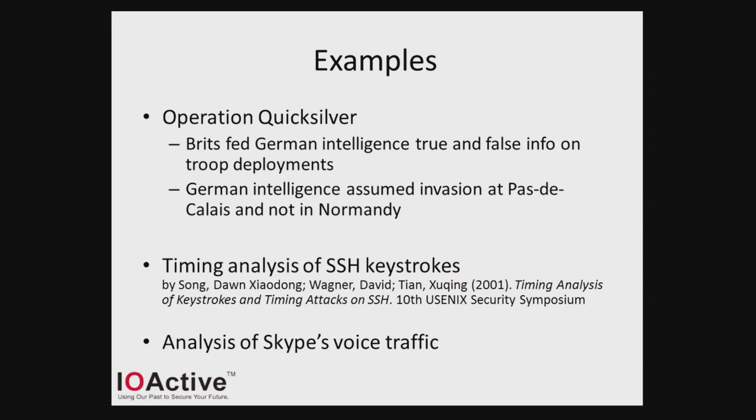First of all, we had Operation Quicksilver. This was in the Second World War, where the Brits fed the German intelligence true and false information. They supplied really small army units with a lot of radios, and they created a lot of fake chatter on all these radios with call signs and all that on troop deployments. Based on that, German intelligence assumed that the invasion of France was going to happen at Pas-de-Calais and not in Normandy.